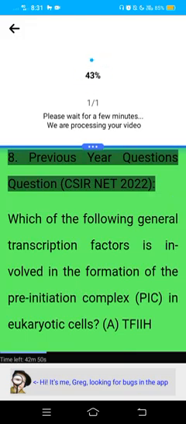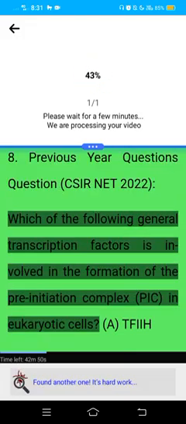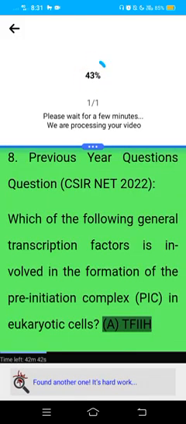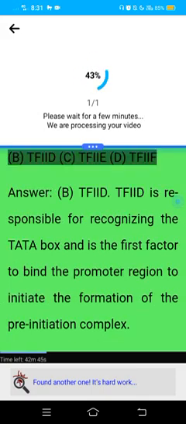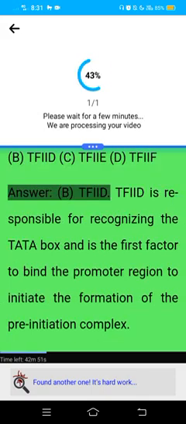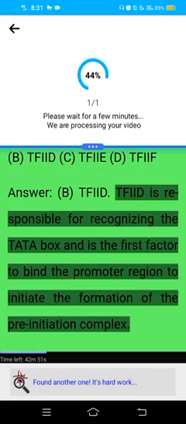Question. CSIR NET 2022. Which of the following general transcription factors is involved in the formation of the pre-initiation complex, PIC, in eukaryotic cells? A. TFIIH. B. TFIID. C. TFIIE. D. TFIIB. Answer. B. TFIID. TFIID is responsible for recognizing the TATA box and is the first factor to bind the promoter region to initiate the formation of the pre-initiation complex.